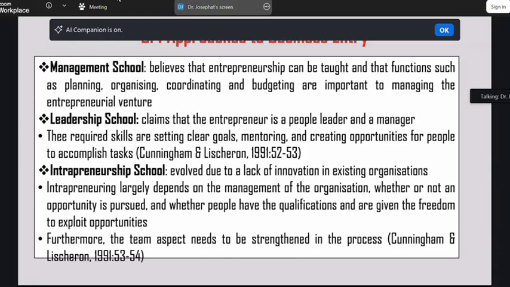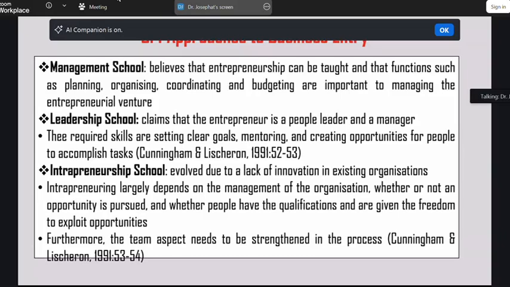And then lastly tuna hii ambayo tunaongelea entrepreneurship schools of thought, ambayo ina remove due to lack of innovations in existing organizations. Kwa ndani ya taasisi kuna kosekana culture innovations. So people need to improve their ways of doing things. People need to improve on how they conduct their daily activities. So entrepreneuring largely depends on the management of the organizations, whether or not an opportunity is pursued, and whether or not people have the qualifications and are given the freedom to exploit opportunity. Furthermore, the team aspects need to be strengthened in the process of entrepreneurship.